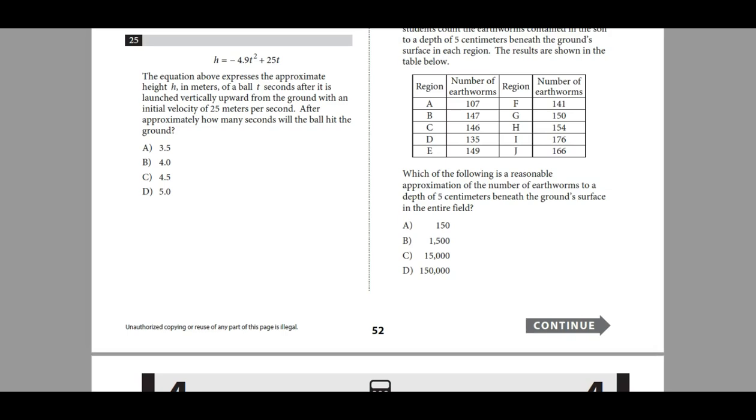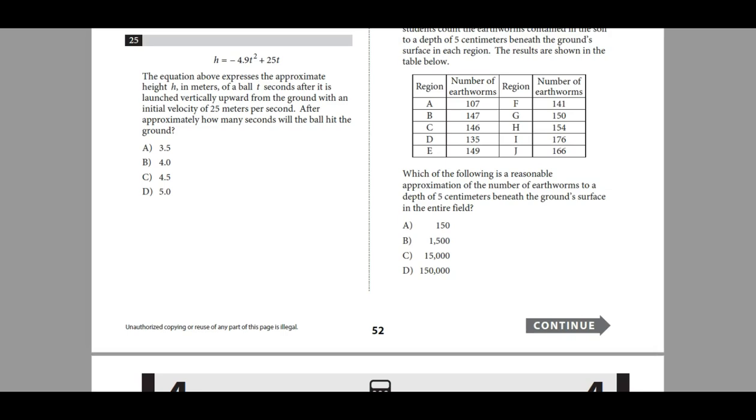All right, number 25 looks like some sort of a physics question. I see h represents height, t represents seconds, and it's a quadratic. So I got to kind of roll up my sleeves for this one. It's going to be a little bit trickier.